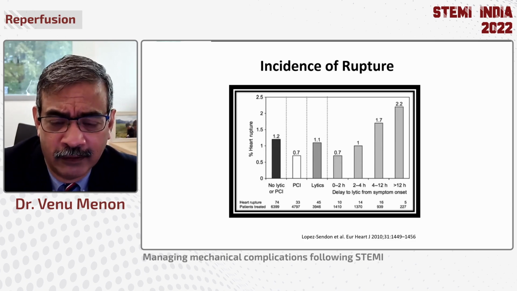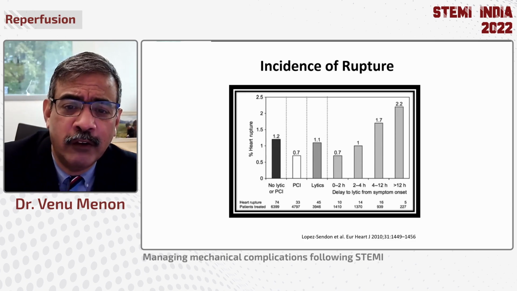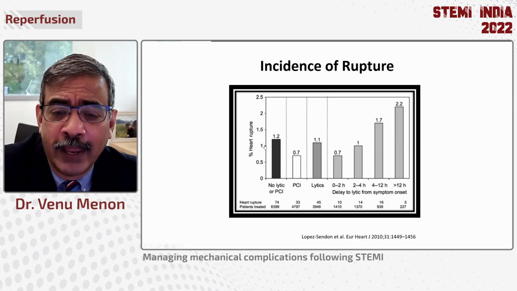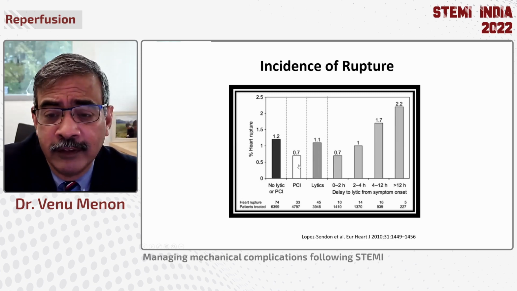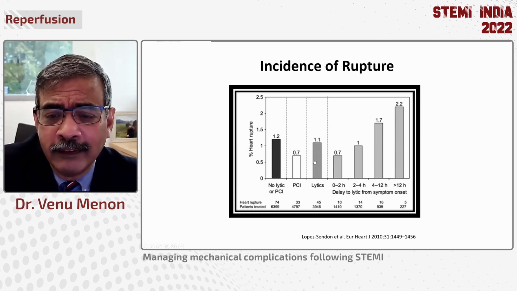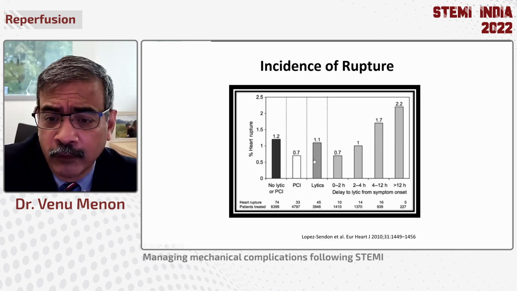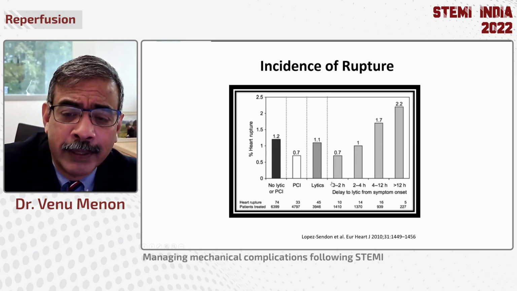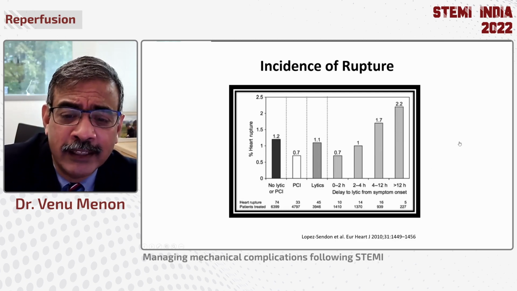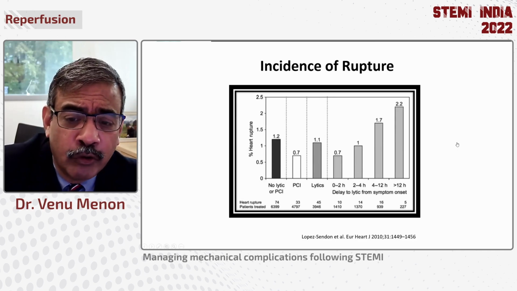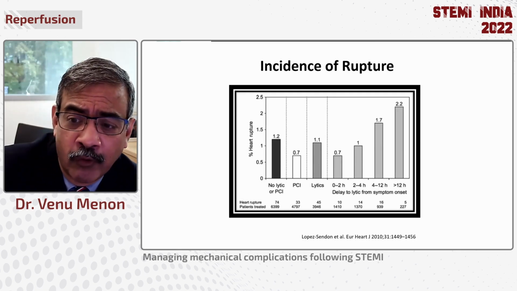What I've highlighted here is that in the pre-reperfusion era, the risk of rupture was fairly high. Then, along with the coming of PCI, the rate of rupture has decreased significantly. But with fibrinolysis, you can see the rate of rupture really does not change. It decreases rupture because of patency of the infarct vessel, but as you delay fibrinolysis, the risk of reperfusing into an infarcted zone clearly heightens the risk of rupture. And so delayed thrombolysis is associated with rupture.